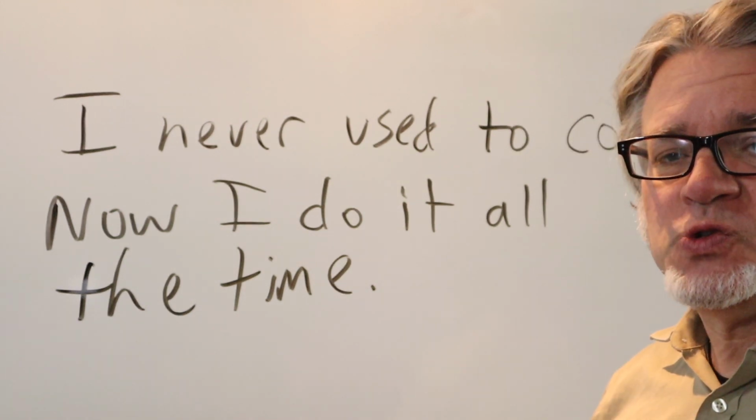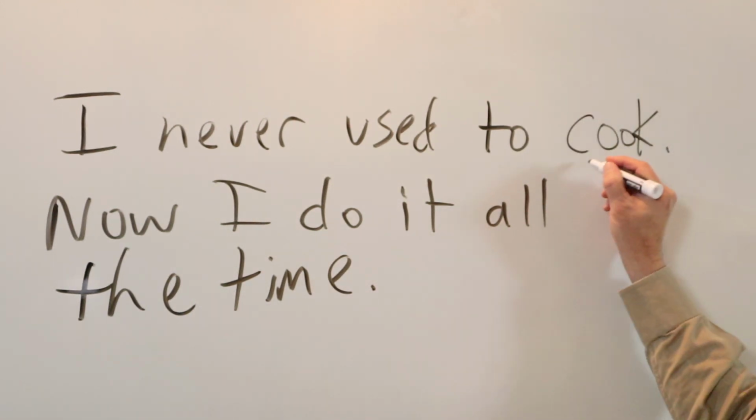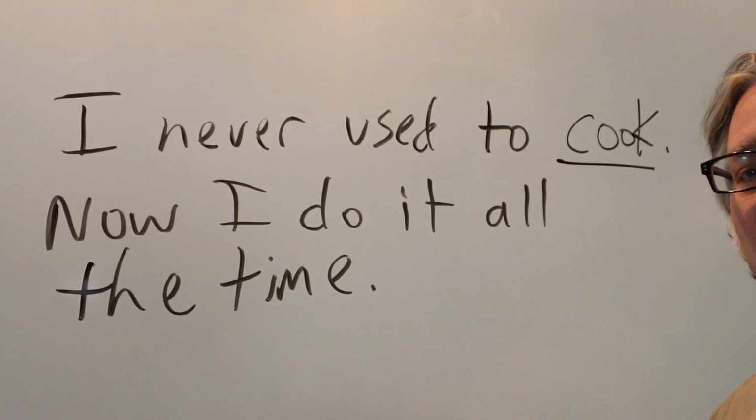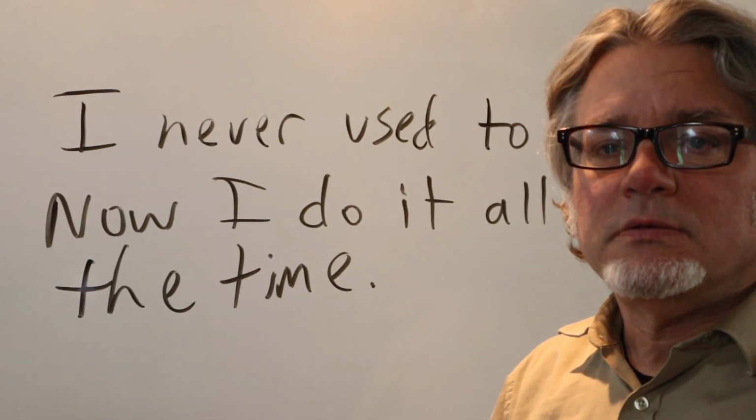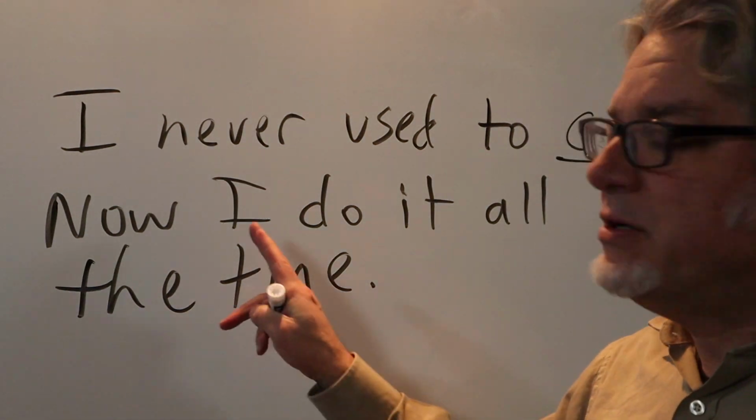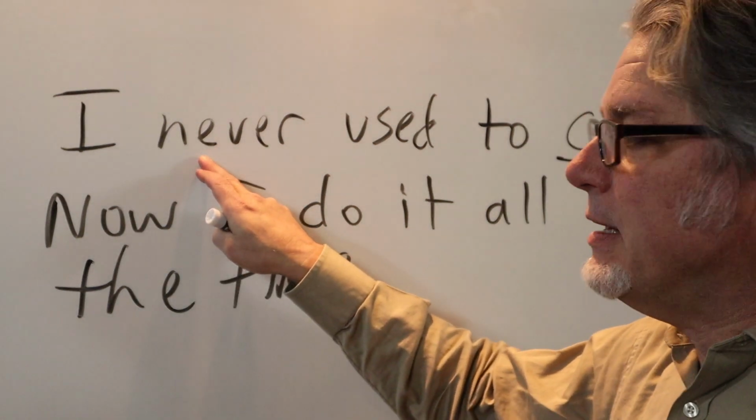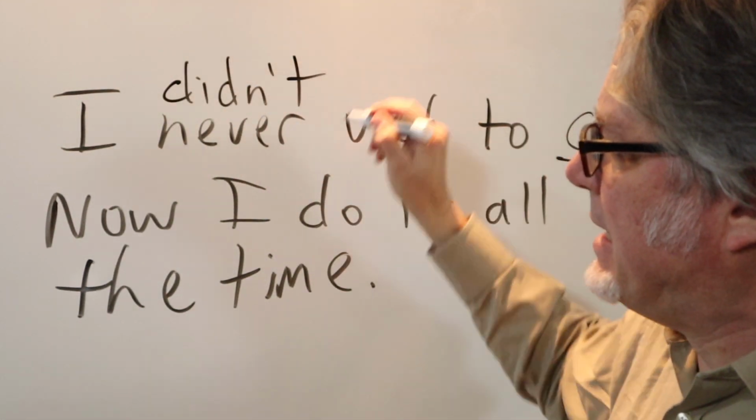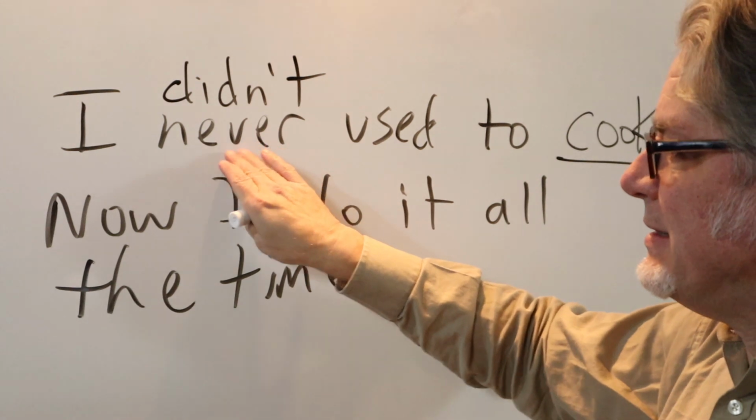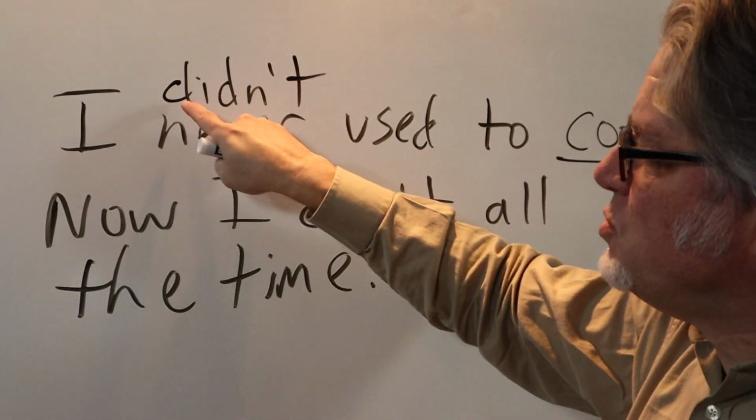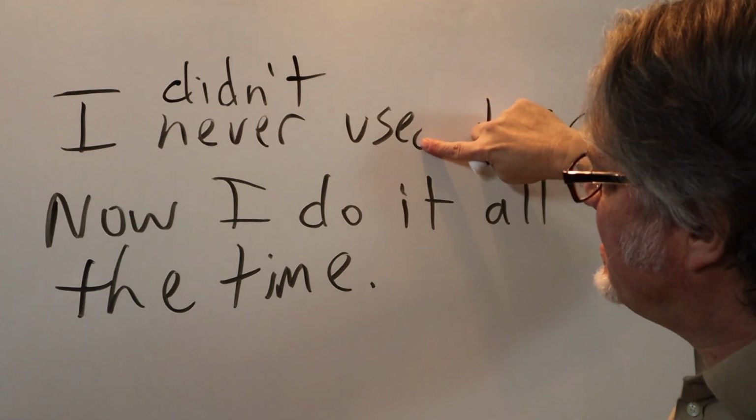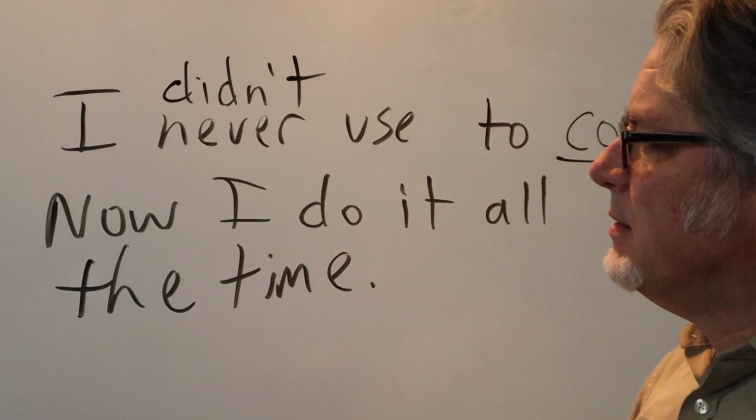I never used to cook. Here's the main verb. Now I do it all the time. To make the negative, I think it's better to use never instead of didn't or did not used to. I think this sounds better. If you use the helping verb and the negative, then you can take the D off.